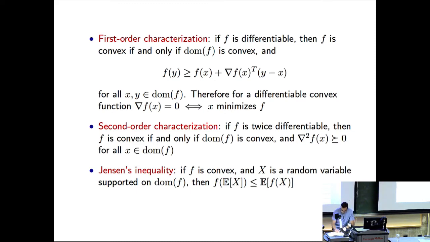The picture is like this. Here's the point x. I look at the tangent line. That's actually this thing here on the left-hand side. If f of y is above this everywhere, then it's a convex function. It's a first-order characterization.